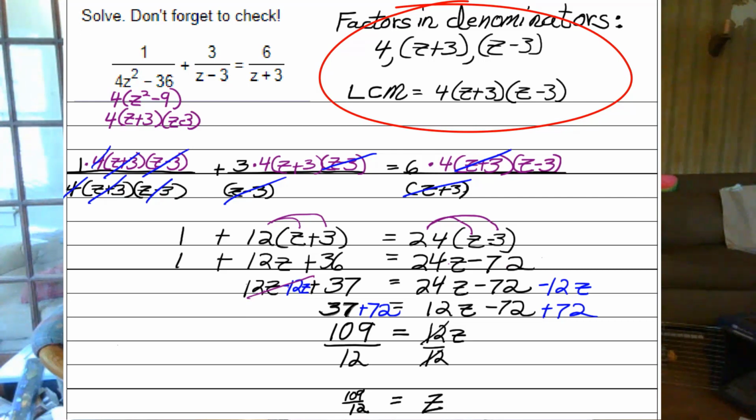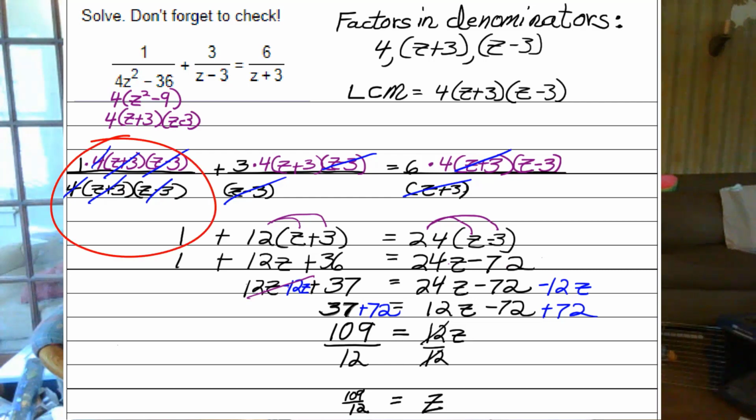Now make sure you've written another line with your denominators in completely factored form, because your LCM in factored form is going to cancel out the denominators. That's its job. That's what it does. Here the 4's cancel, z plus 3 cancels, and z minus 3 cancels, leaving you with 1.